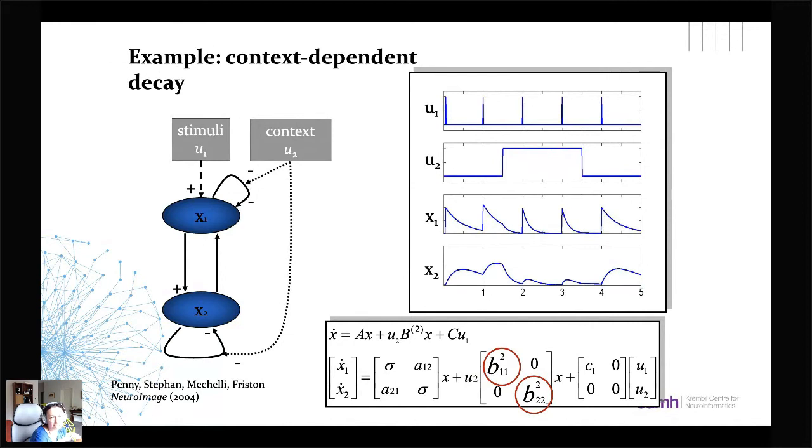So in this case, we have two regions. The first one is driven by a regularly spaced event train. Okay, you see here, U1. And U1 enters X1, right? This is the third graph here below. And this activity in X1, you see that it reacts to the input and it decreases exponentially due to the integration of the first order differential equation.